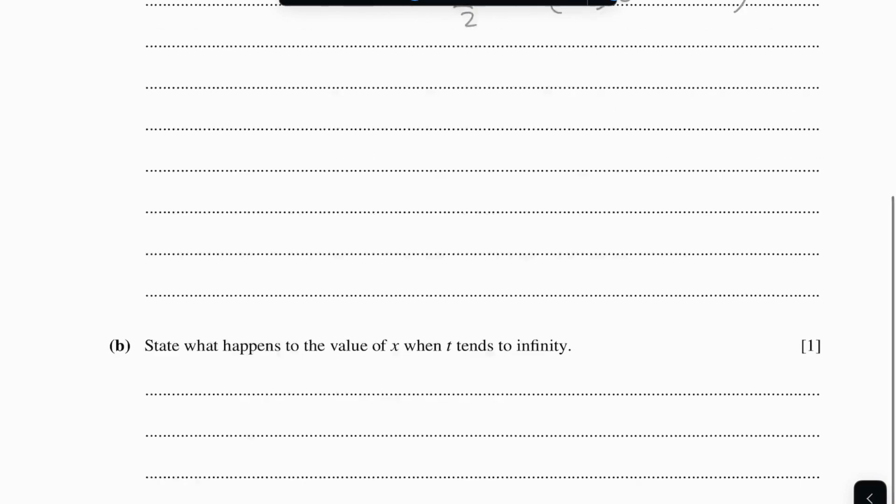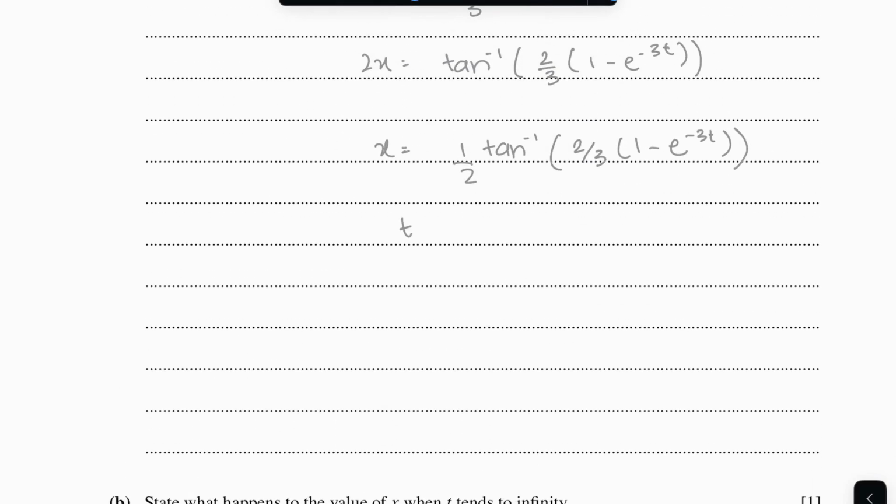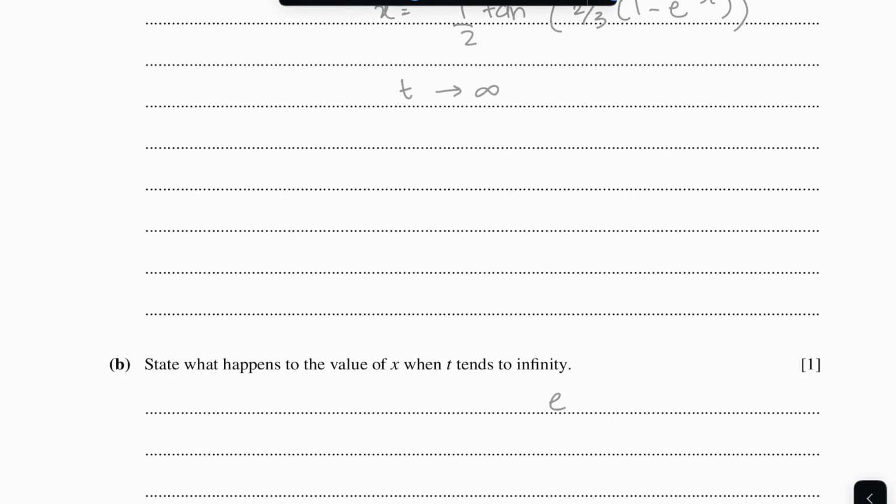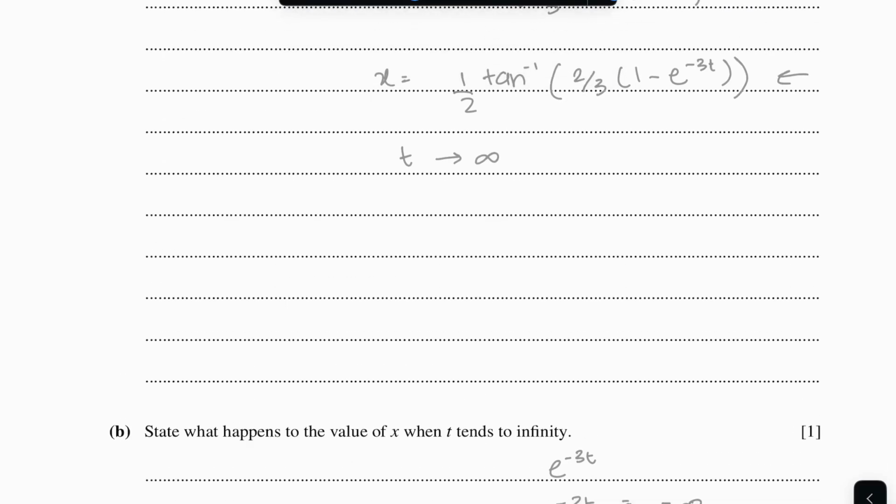Now, part B states what happens to the value of x when t tends to infinity. So we have this equation and we need to see what happens when t goes to infinity. So here we have e to the power of minus 3t. So if we plug in t as infinity, minus 3t would go to minus infinity. So what would happen to e to the power minus 3t? If anyone picks up their calculator, you could check right now, and if you insert e to the power minus any huge value like 99999, you would get 0. So essentially in our above equation, we need to replace e to the power minus 3t with 0.